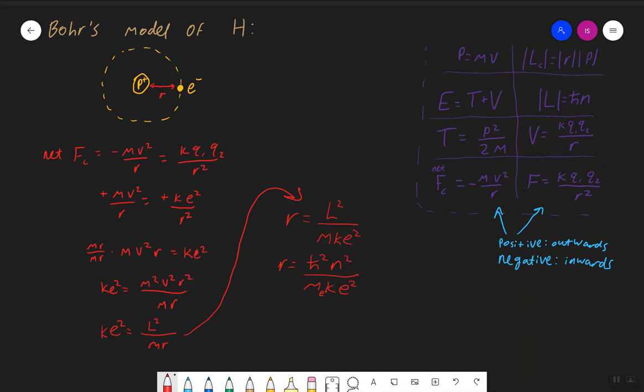Now, notice what we have here. R is h bar squared over m_e k e squared times n squared. Well, notice h bar squared is a constant. m_e, k, e squared, these are all either constants or observable quantities, things that we have observed. We know the value of m_e, we know the value of e squared. So these are all things we know the value of.